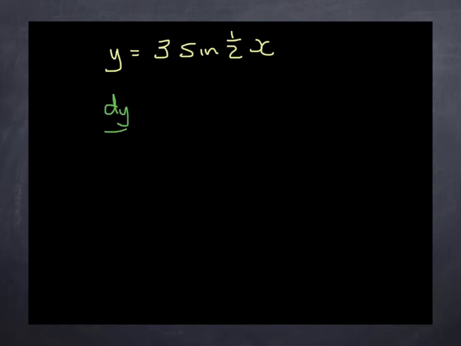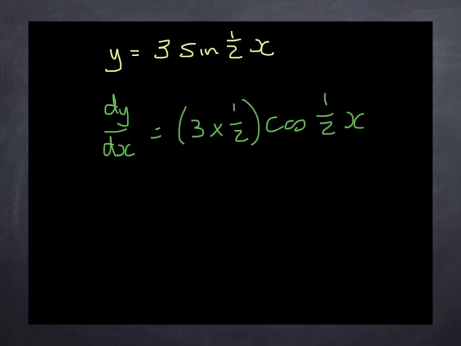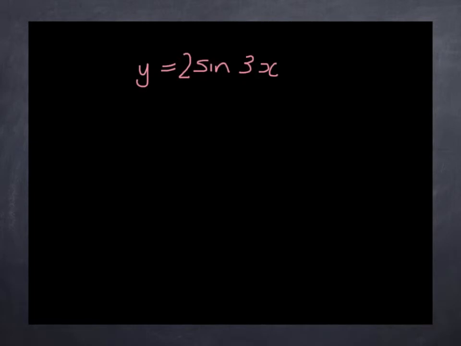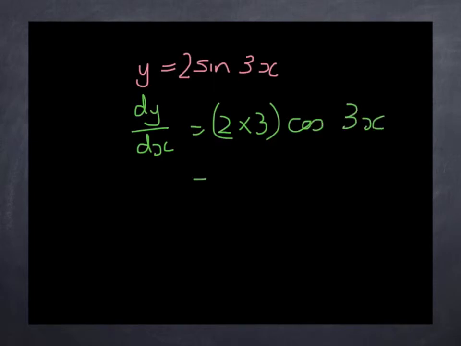The derivative dy by dx is equal to 3 times a half cos a half x. We have used the chain rule here. What we have done is taken the derivative of a half x to get a half. So we have 3 times a half cos a half x. Let's consider y equals 2 sine 3x. The derivative of this would be equal to 2 times 3 cos 3x, which would give us 6 cos 3x.